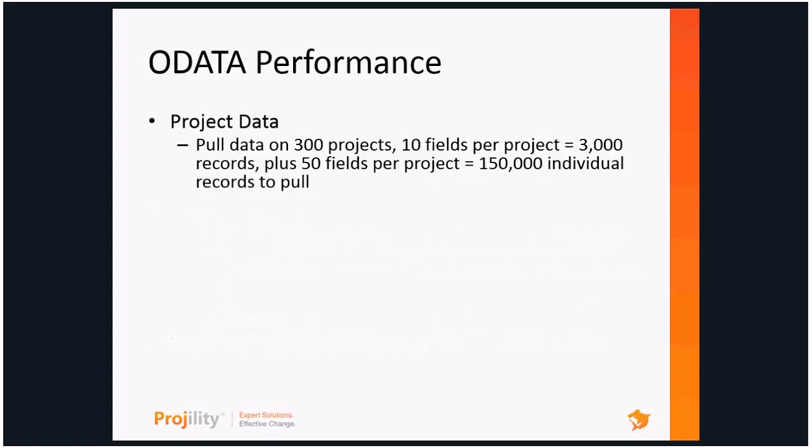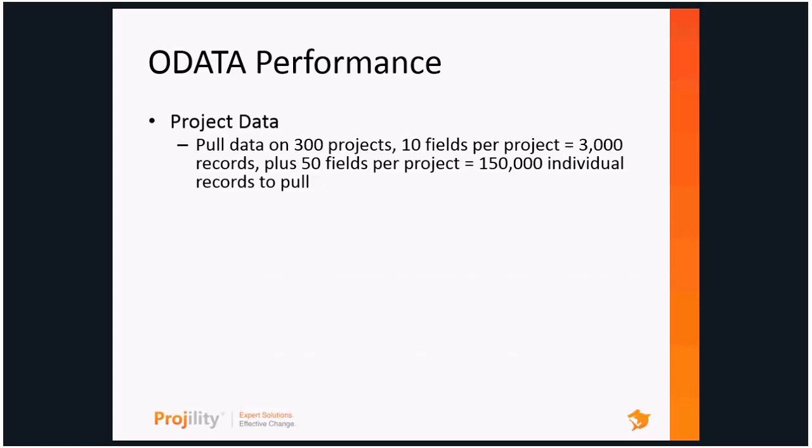Let's give you an example of OData performance. Let's say we wanted to pull out project data. We want to pull out information on 300 projects. Each project has 10 fields of information. There's 3,000 records if we do the math there. And let's say we've got 50 other fields of data on each project, such as baseline and actuals and percent complete, whatever those are. So we're looking at pulling about 150,000 individual records at any given time. And that can take a little bit of time when you think about pulling it over an internet connection, going record by record, and then dropping that data off to me. That can be a little bit challenging.